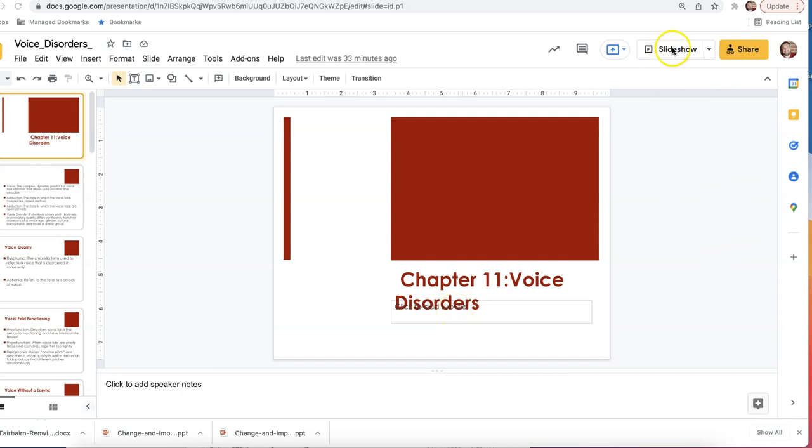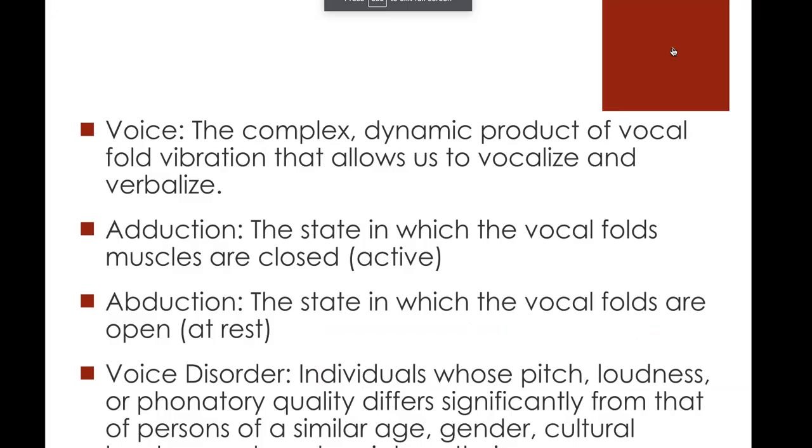Hi everybody, here we go with Chapter 11, Voice Disorders. So, voice is the complex dynamic product of vocal fold vibration that allows us to vocalize and verbalize. And we talked way back in Chapter 1 about how amazingly complicated speaking is. And voicing all by itself is really complicated, that we're vibrating our vocal folds more than 100 times a second in order to have voiced sounds, unvoiced sounds, voiced sounds, unvoiced sounds. It's amazingly complicated, just the voicing aspect of this.